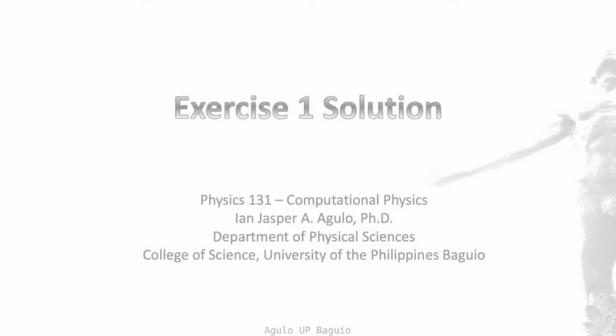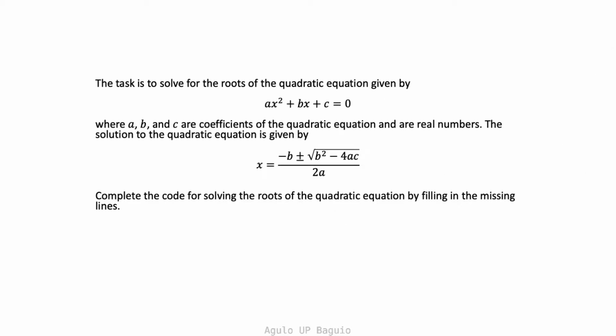Let's now discuss the solution to exercise 1. We begin by reviewing the problem. The idea is to solve for the roots of the quadratic equation given by ax squared plus bx plus c equals 0, where a, b, and c are coefficients of the quadratic equation and are real numbers. The solution to the quadratic equation is given by x equals negative b plus or minus square root of b squared minus 4ac all over 2a.